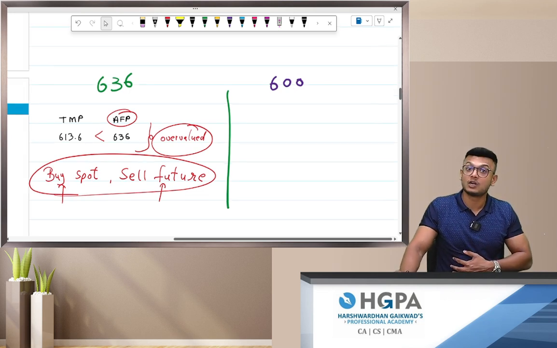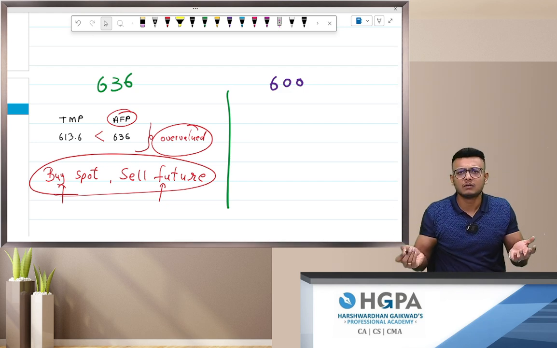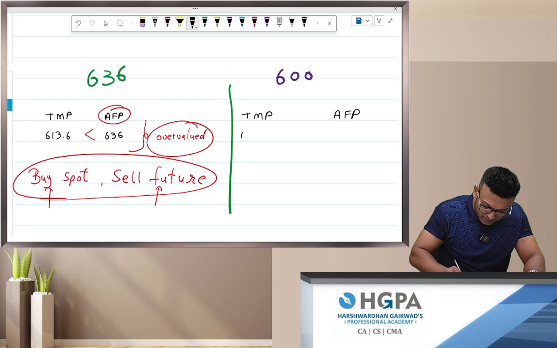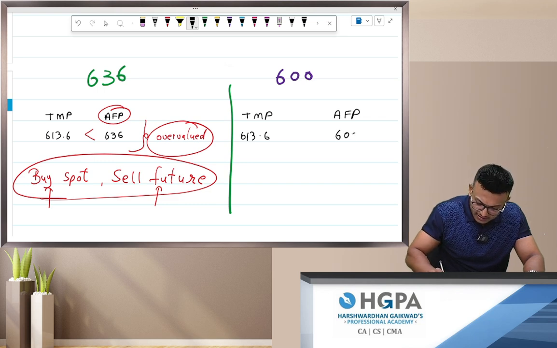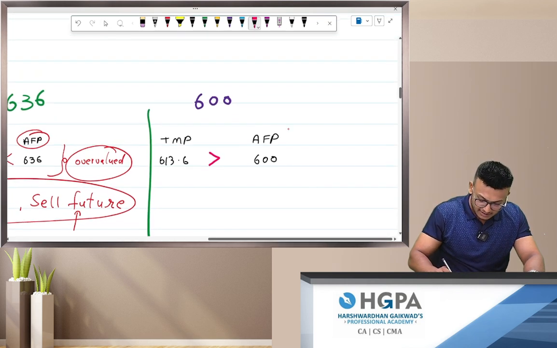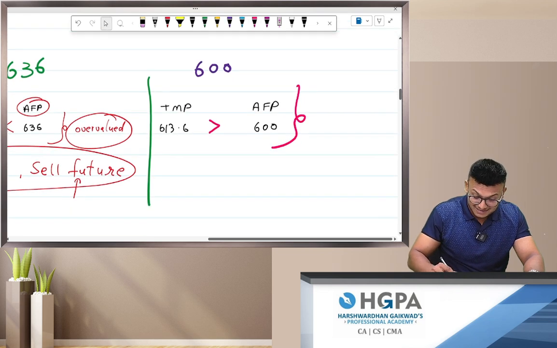Don't say, no, now I know, directly I'll write it. No. Go step by step. First what will you write? The theoretical market price and your future price. Theoretical market price is how much? 613.6. This is not going to change. And this is 600. So can I say one thing now? Your theoretical market price is more than that. This means your future price is less. This is undervalued.